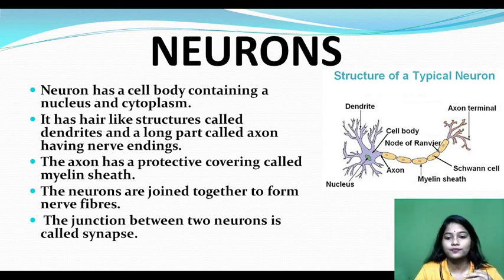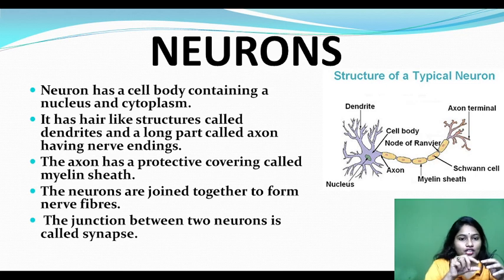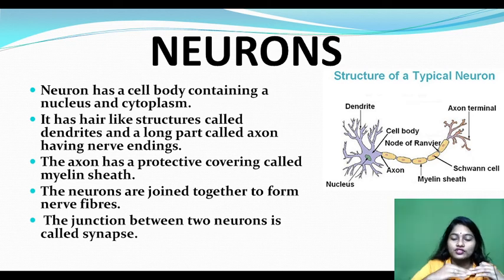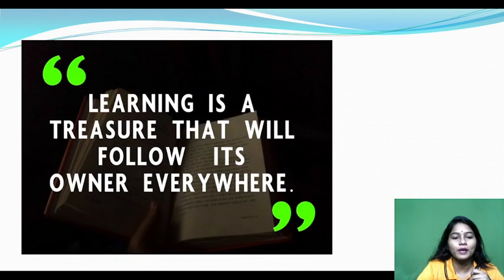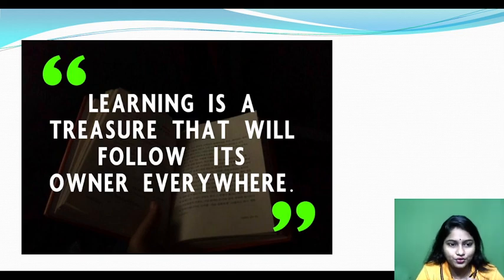Again we'll revise, right? A neuron has one nucleus and one cytoplasm, hair-like structures called dendrites. Then the chain-like structure, the axon, and nerve ending, right? And the axon has one covering which is called the myelin sheath, and neurons are joined together one after another to form a nerve fiber, and the junction where they are joined is called the synapse. Clear? Okay. So my dear kids, with this we completed animal tissues, all types of animal tissues, right?